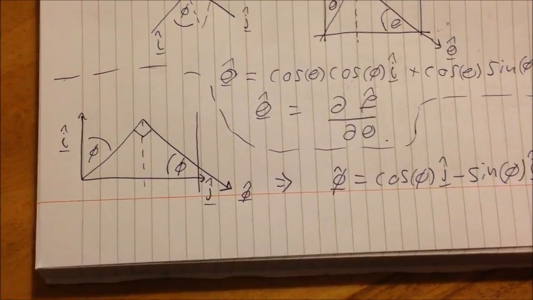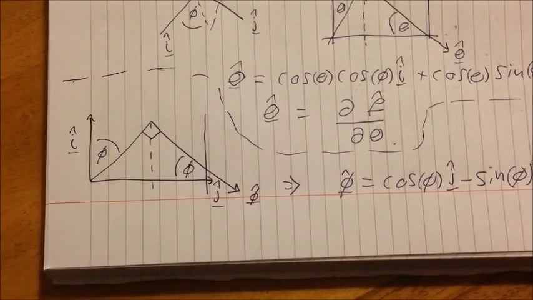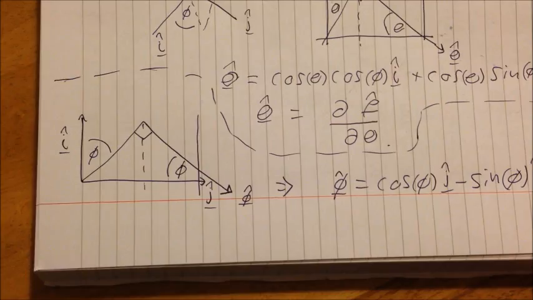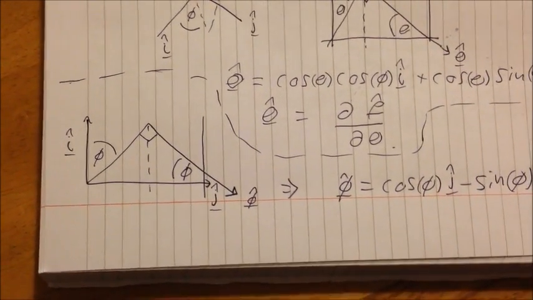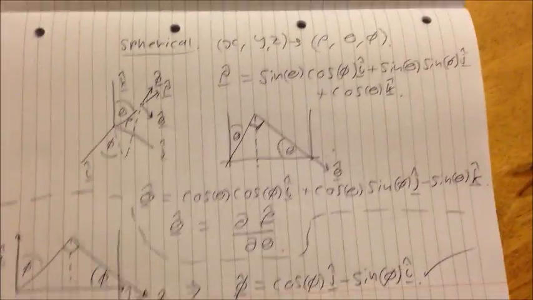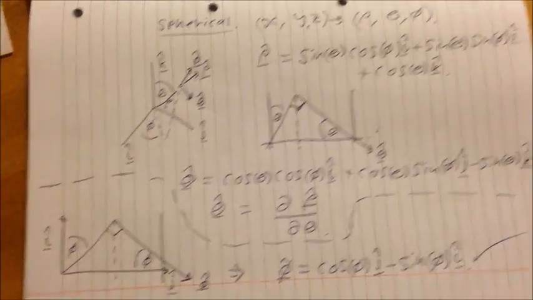Let me just check that. Cos phi j minus sine phi i, correct. And I think that's it. Let's have a look at that page again. Yes. Okay.